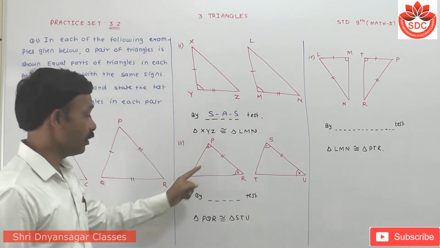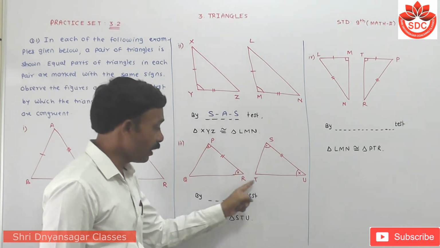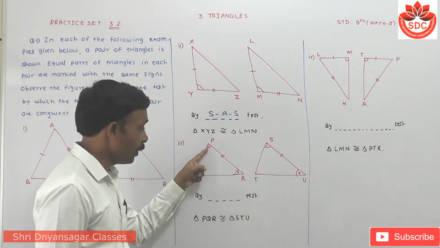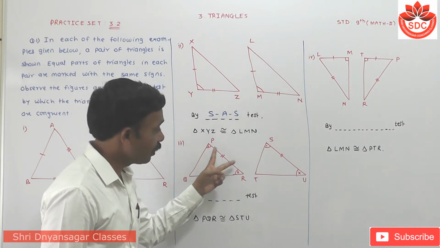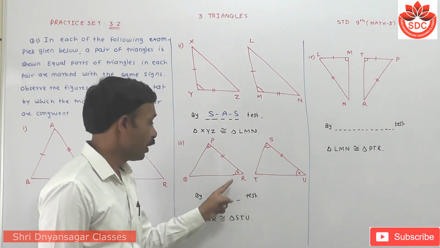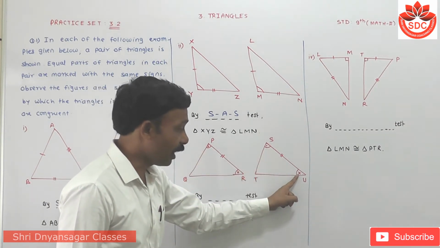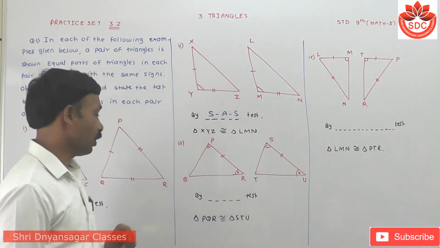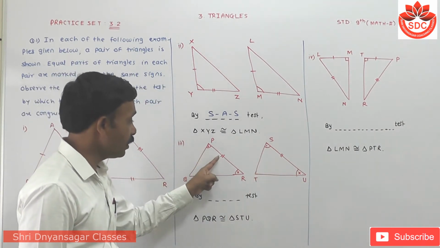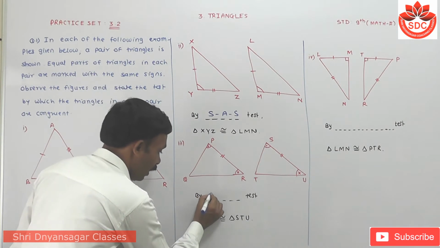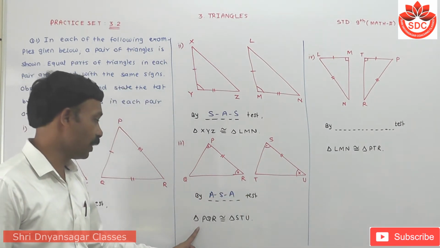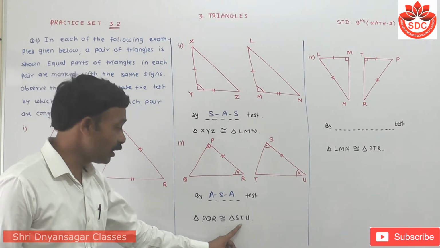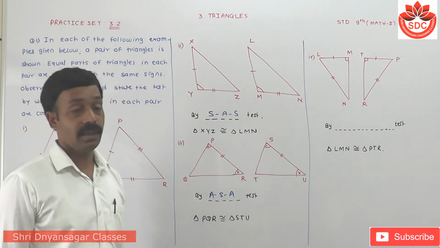Then look at the third. The triangle PQR and triangle STU are given. Angle P is marked identical with angle S. Side PR is congruent with side SU. And angle R is congruent with angle U. Therefore, angle side angle test, that means the ASA test. So triangle PQR is congruent with triangle STU by the ASA test.